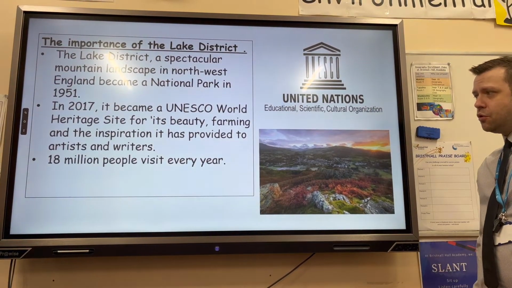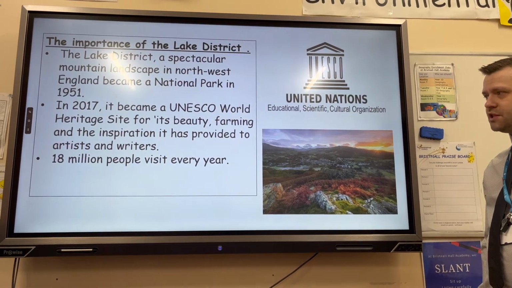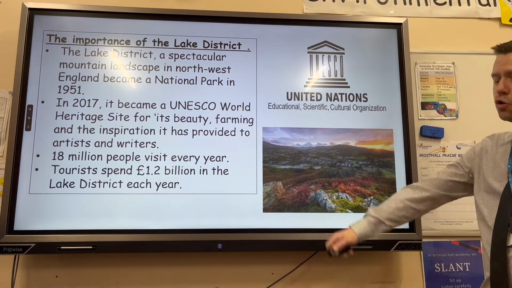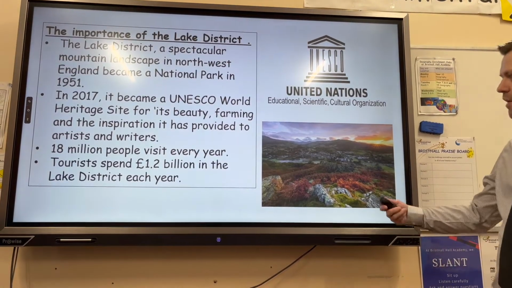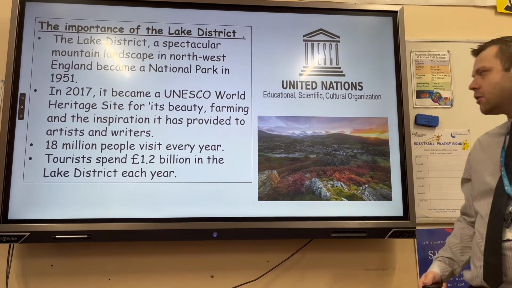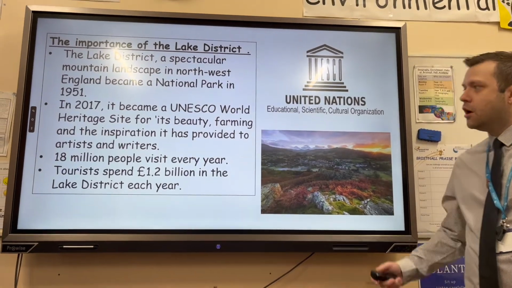In terms of tourism, 18 million people visit every year, and tourists spend £1.2 billion in the Lake District each year, so they're very heavily reliant on the economic opportunities provided by tourism.